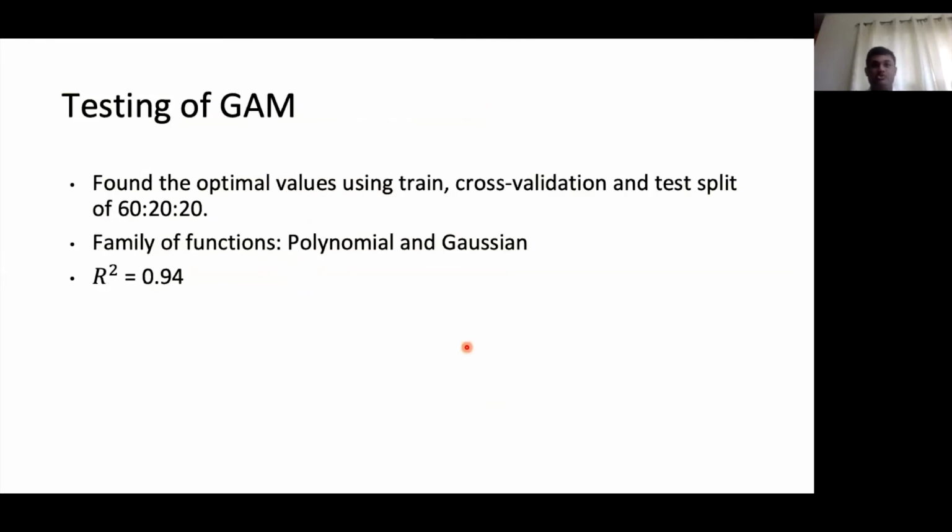The GAMM model was also tested on a disjoint 20% of the data. The family of functions used ranged from polynomial to Gaussian. The R-squared score for this model was 0.94. While the model did have a lower R-squared score than the artificial neural network, it was significantly easier to train and provides a direct interpretation of the model.